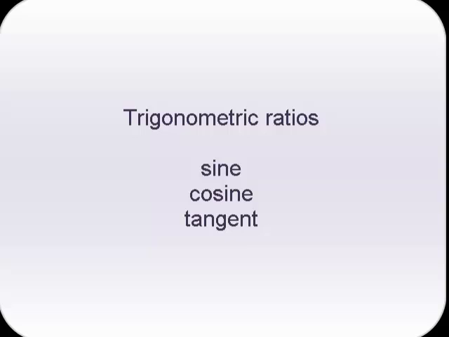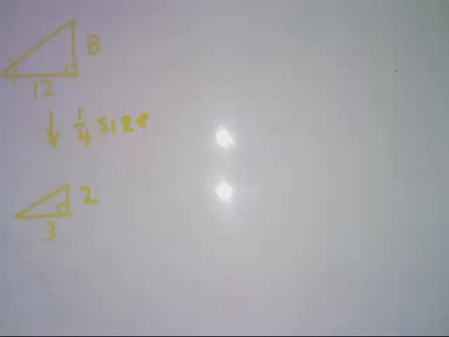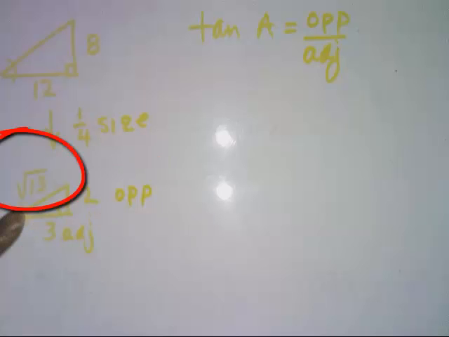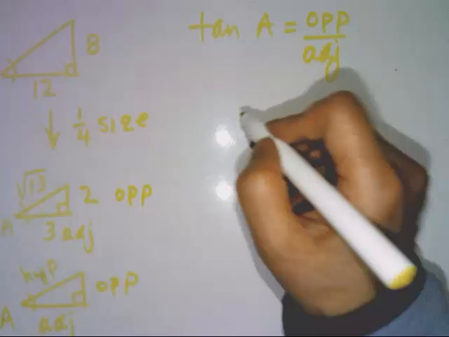Let's look at other ways to combine the sides. Here's our original triangle with the sides 8 and 12, and I'm going to reduce it to 1/4 the size, or 2 and 3, and then I'll use Pythagoras to calculate the hypotenuse as the square root of 13. I've labeled these sides adjacent, opposite, and hypotenuse. Don't forget, the way we label it all depends on which angle I touch.